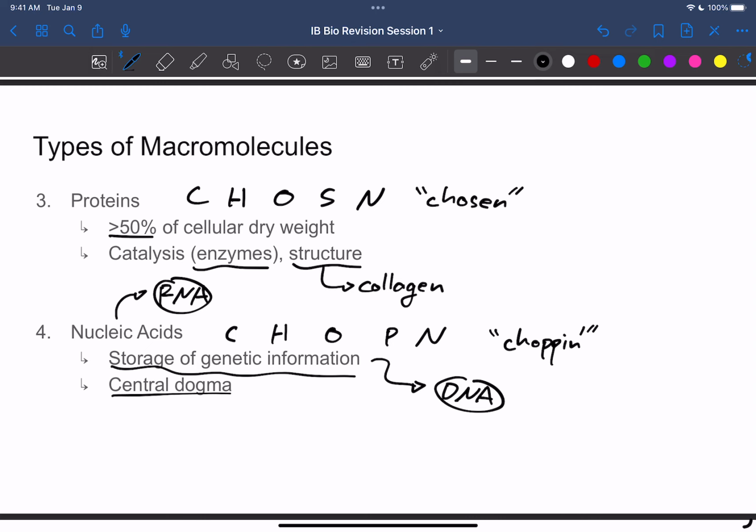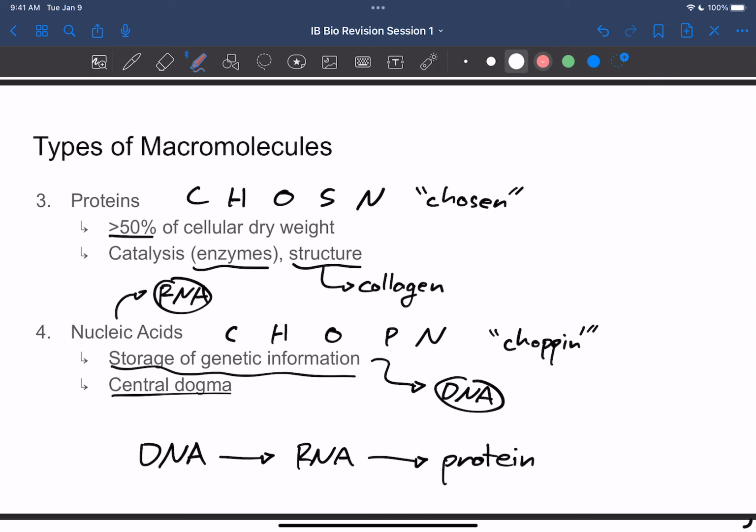And then the central dogma, which anytime I say central dogma, I mean this. So DNA is transcribed to RNA, which is translated into protein. So this is what I mean every time I say central dogma. It's just referring to this process of transcription and translation. So this is something that nucleic acids are incredibly important in. They make up like 2/3 of the whole process.